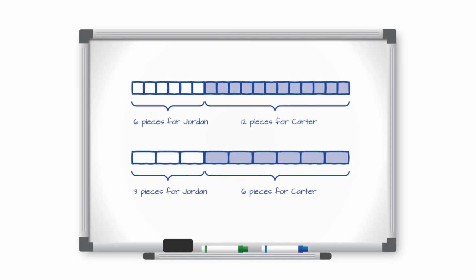So in this case, they're sharing the chocolate in a ratio of 3 to 6. And we said those 2 ratios are equivalent. 6 to 12 is equivalent to 3 to 6. We can see they're equivalent because in each case, the siblings get the same fraction or amount of chocolate in the chocolate bar.